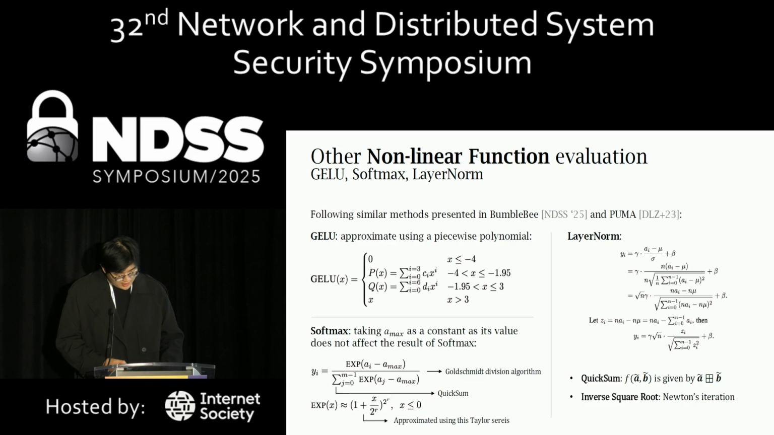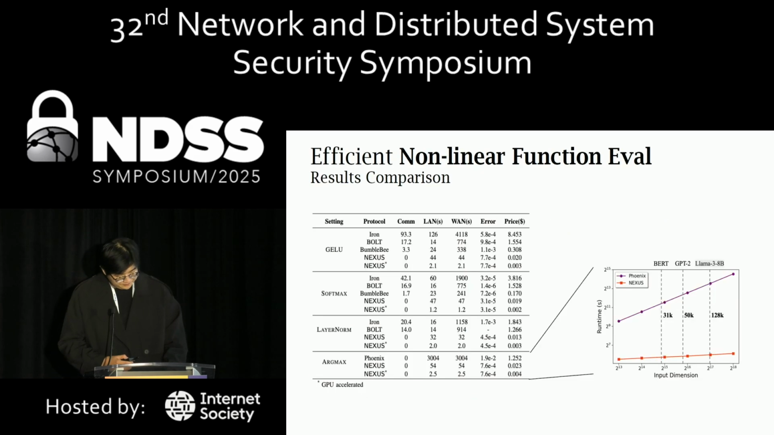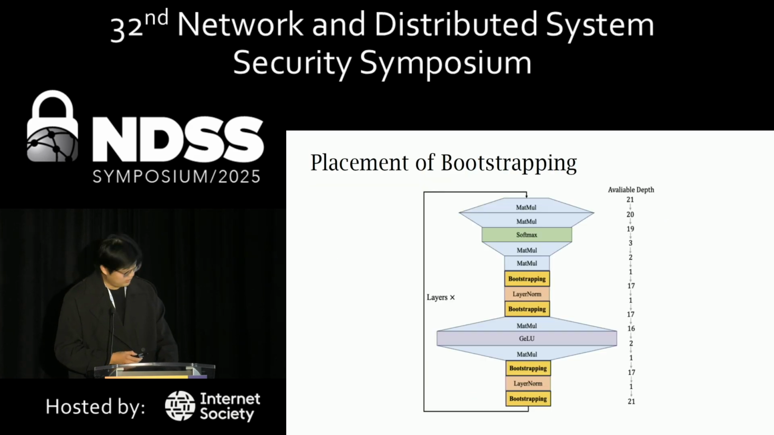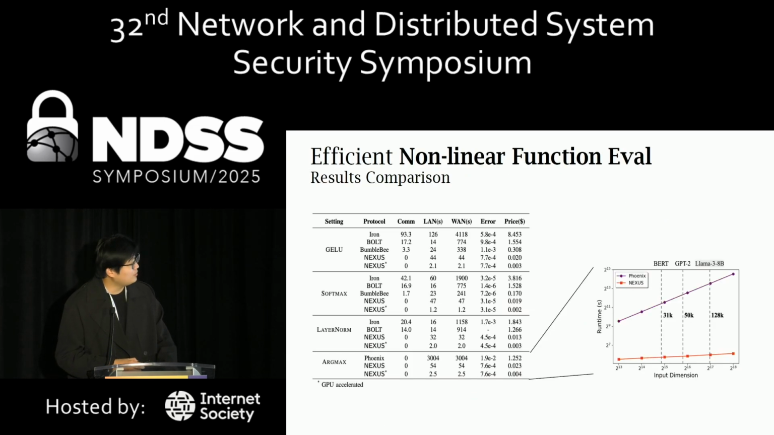And for other nonlinear functions, we follow similar methods presented in previous works. For GELU, we approximate using a piecewise polynomial like Bumblebee and Puma. For layer norm, we use Newton's iteration to calculate the inverse square root. You can refer to our paper for more detail. Here's the performance of the nonlinear functions.